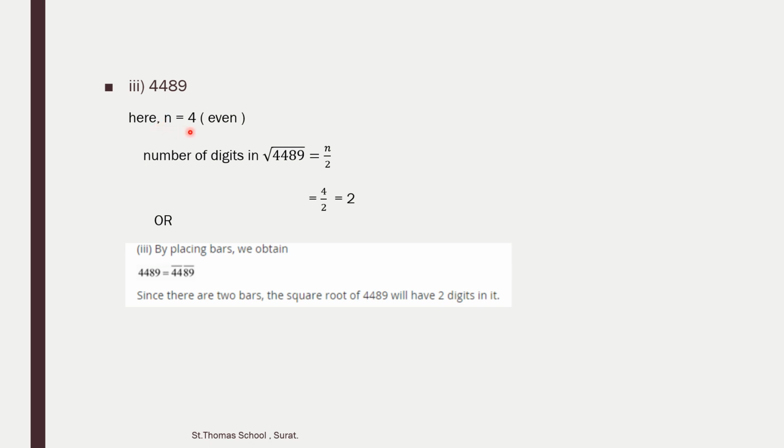4489. Here n is equal to 4. That is an even number. So the number of digits in the square root of 4489 is equal to n by 2 because it is even. So n is 4. So 4 by 2 is equal to 2. Or you can do this by placing bars. Now 4489, 1, 2 bar, 1, 2 bar. Since there are 2 bars, the square root of 4489 will have 2 digits in it. It's clear? Now question number 5, 6, the remaining sums you can do as homework.